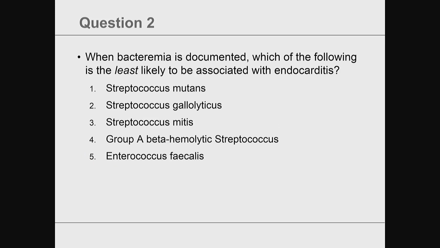Now, for my second question, I'd like to have it be the inverse and ask, when bacteremia is documented, which of the following is the least likely to be associated with endocarditis? Streptococcus mutans, Streptococcus catalyticus, Streptococcus mitis, Group A beta hemolytic streptococcus, or Enterococcus faecalis. The answer is Group A beta hemolytic strep.